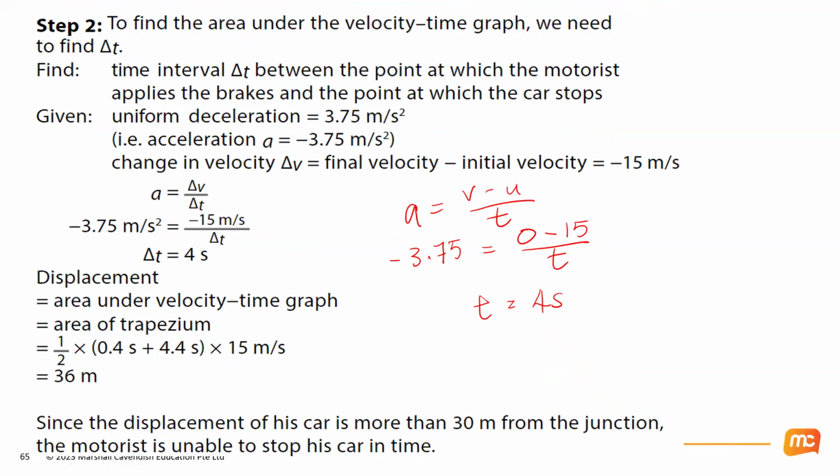But my traffic light is only 30 meters ahead of me. So the answer is no. The car won't be able to stop in time because it will need a stopping distance of 36 meters. He will travel 36 meters to stop, so he will have overshot the traffic light.